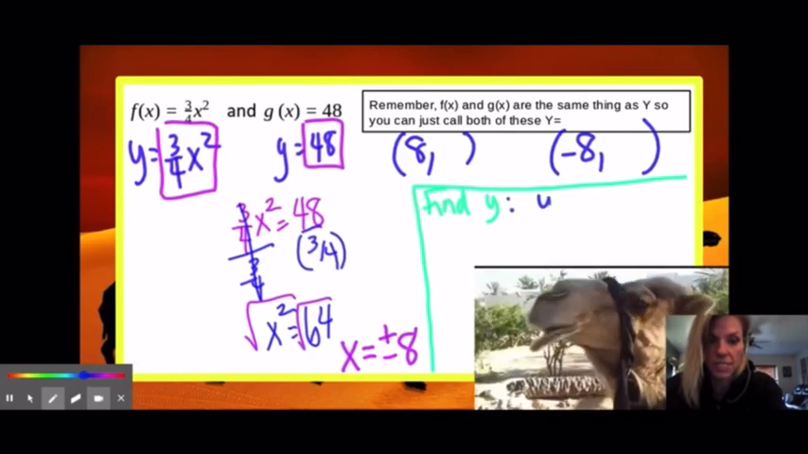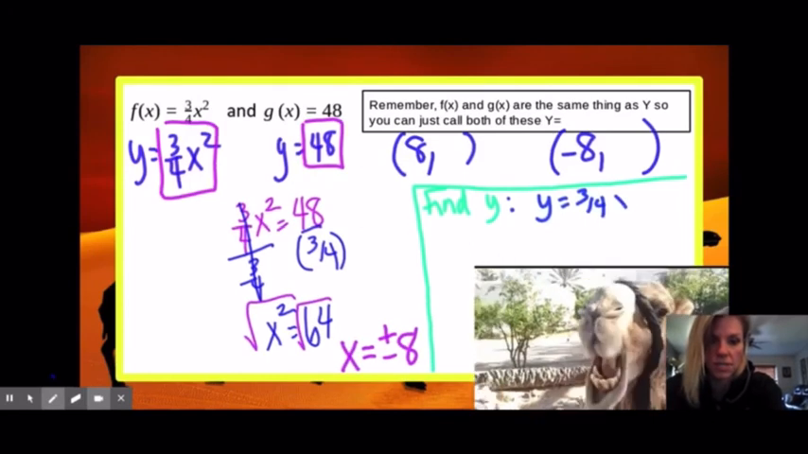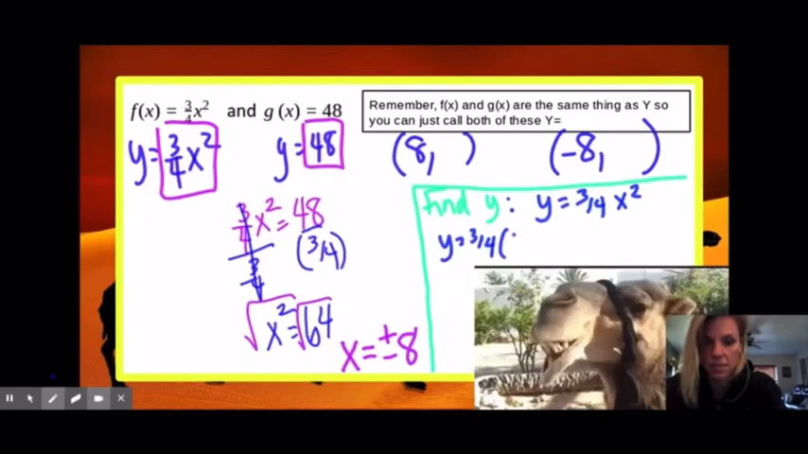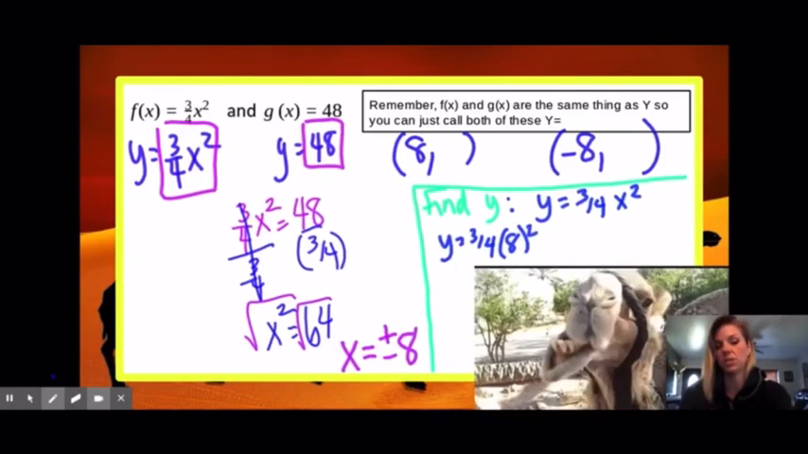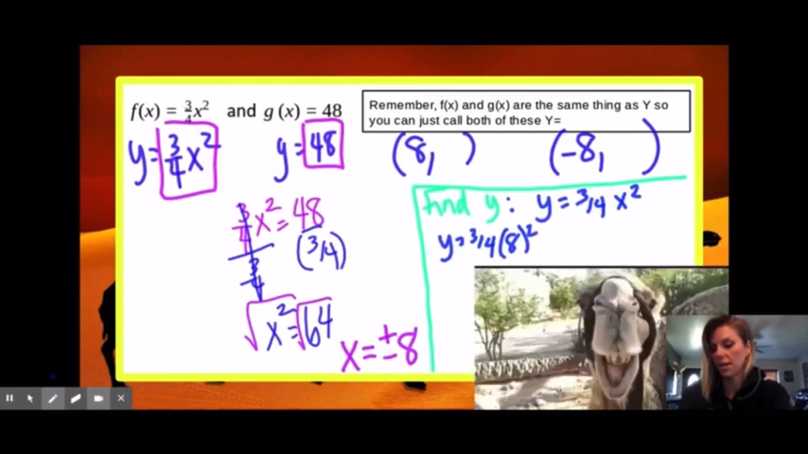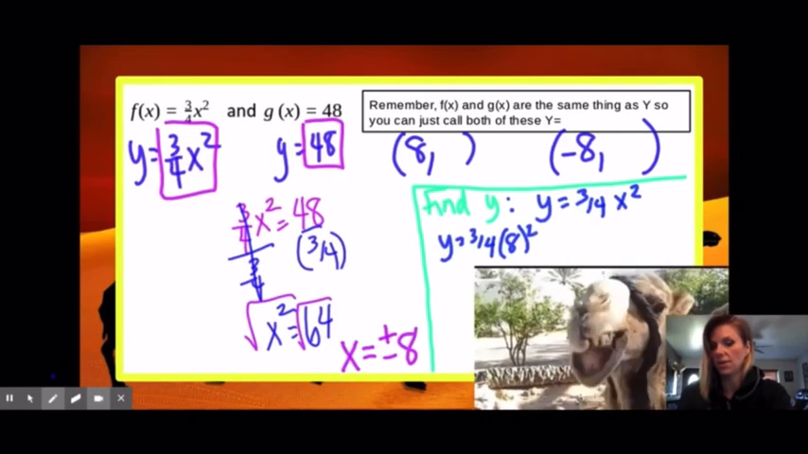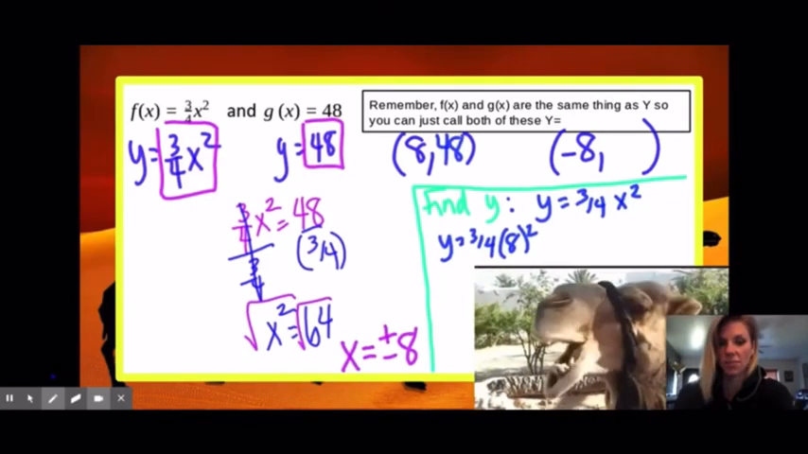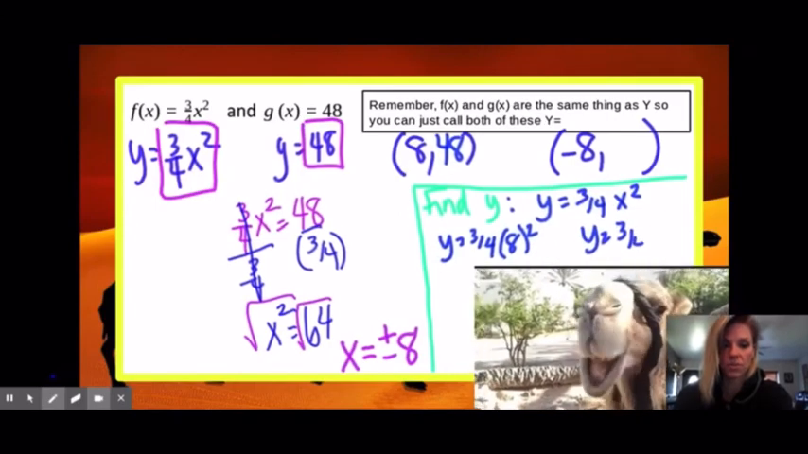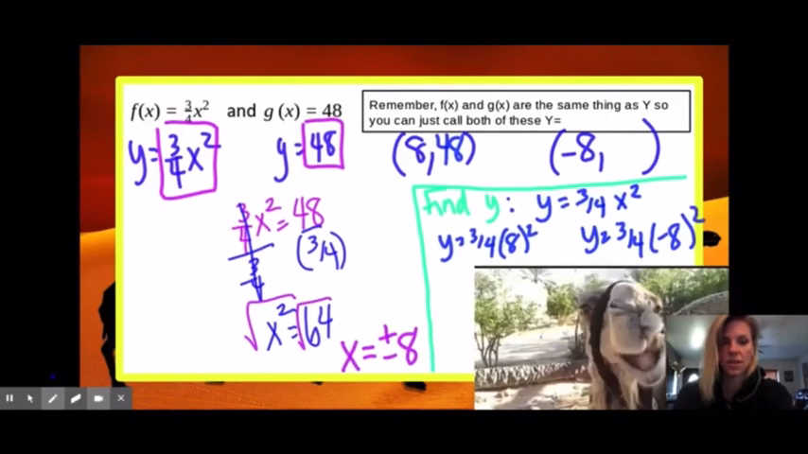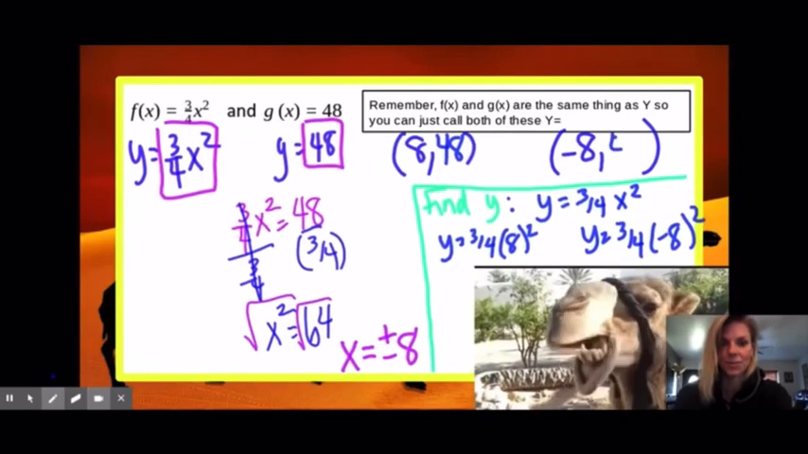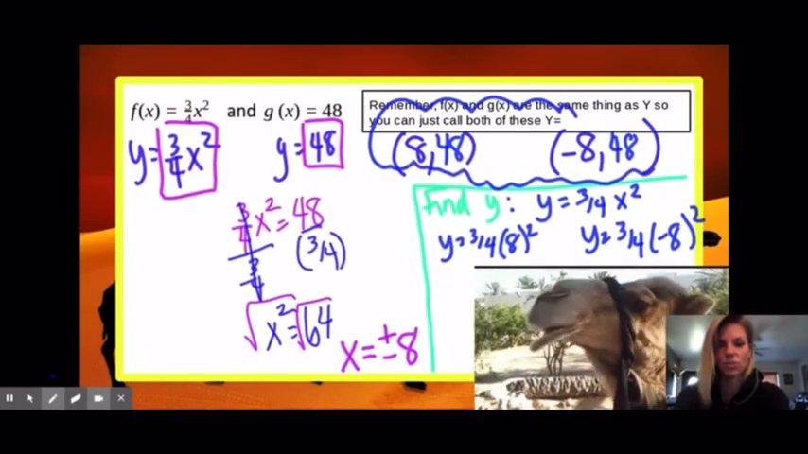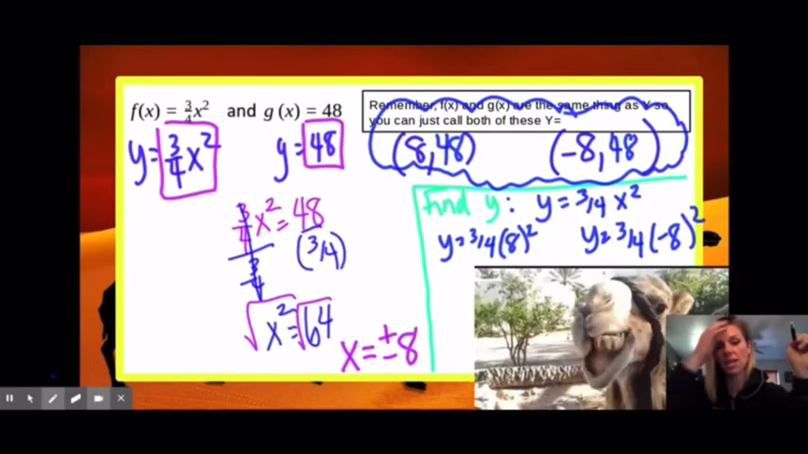So to find y, I'm going to take that y equals 3/4 times x squared, and I'm going to substitute in 8. So y equals 3/4 times 8 squared. Put that in your calculator in one step. 3/4 times 8 squared, and you get y equals 48, like I just said. Kind of weird, right? Do the same thing for negative 8. So y equals 3/4 times negative 8 squared, and you get y equals 48. Or you could have used your calculator and plugged those guys in, but either way, your solutions are the points (8, 48) and (negative 8, 48).